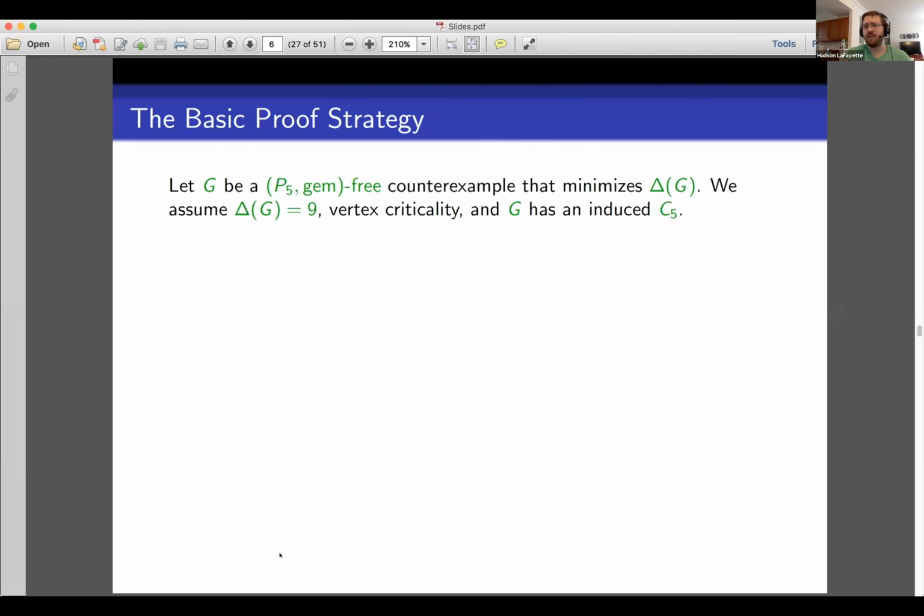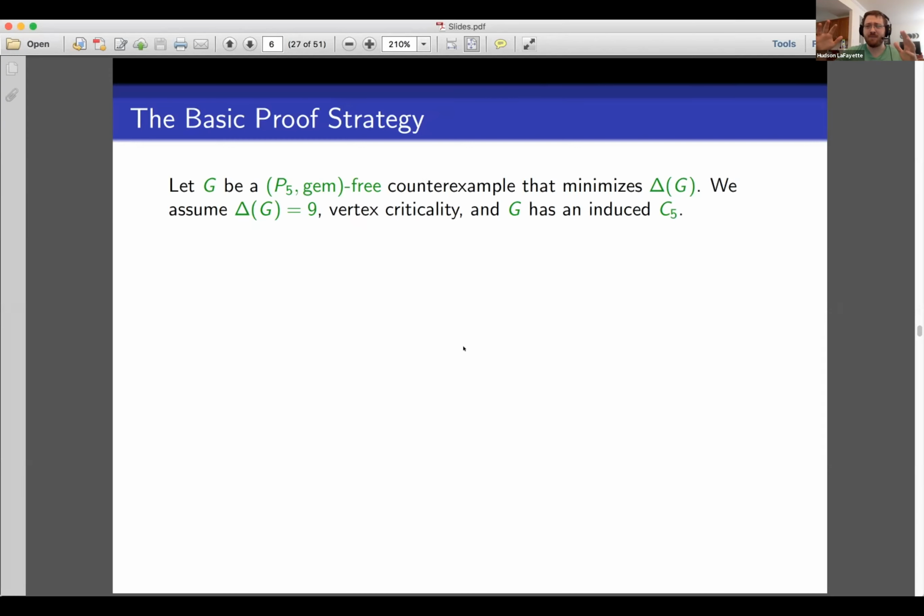And again, we get this induced C5 from the strong perfect graph theorem. If you're perfect, this conjecture is trivially true. So if you're not perfect, you must contain an odd hole or antihole of size 5 or greater. But if you're size 7 or greater, you either had an induced P5 or an induced gem, which we don't have. So your odd hole or antihole has to be size 5. And so that's how you get a C5, because both of those are equivalent.